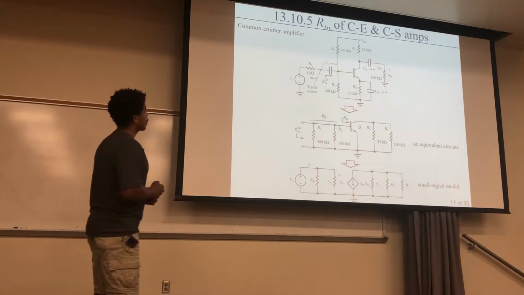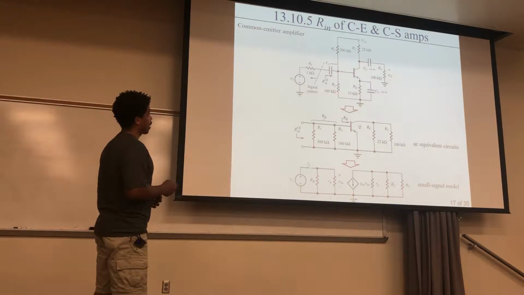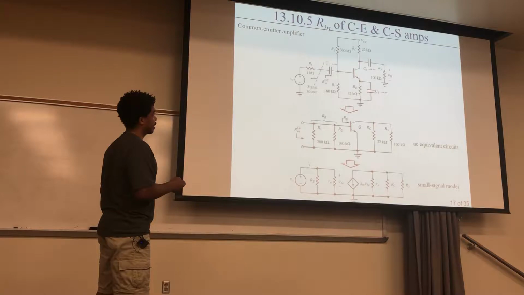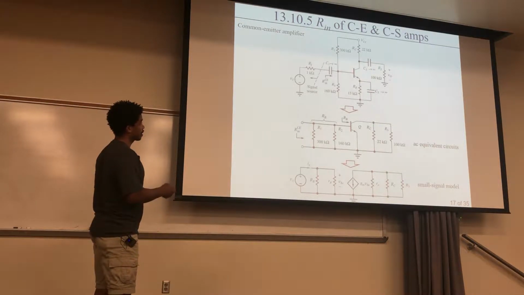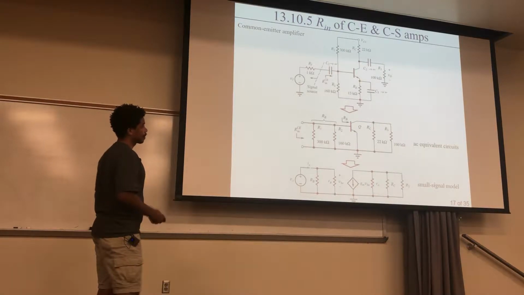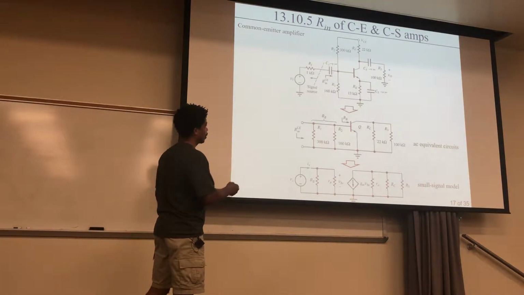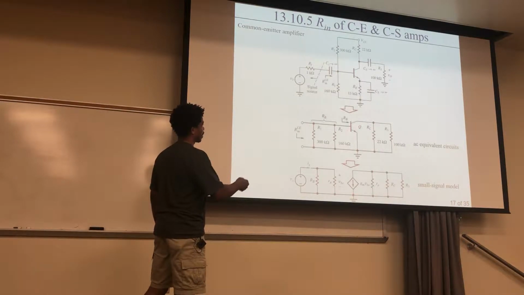So for the common emitter amplifier, what we'll do is do our AC equivalent circuit. So these become DC current blockers. This becomes an AC current bypass. So this right here becomes this. Okay, and then for a small signal model, you take your transistor right here and replace it with the voltage controlled current source and your RO. So both of these come from this right here.